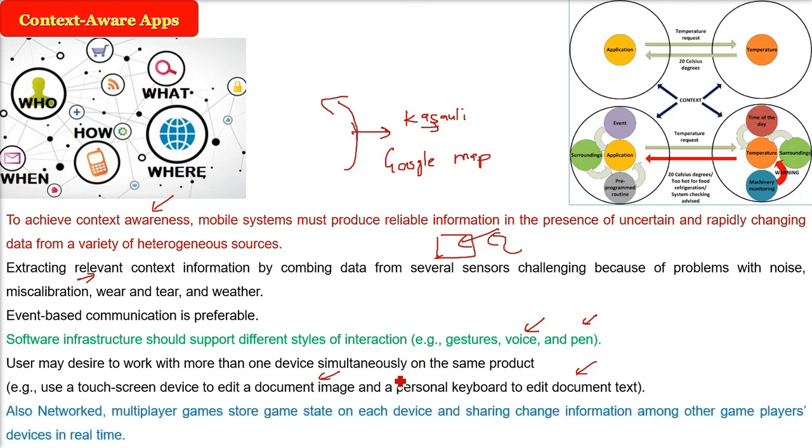I'll give you an example of multiplayer games, because now people are playing games on different devices together. So the sharing of information, the network is involved, and this has to be delivered in real time. So this is a multi-billion industry, this gaming. As a software developer, you have to cater to these requirements also.